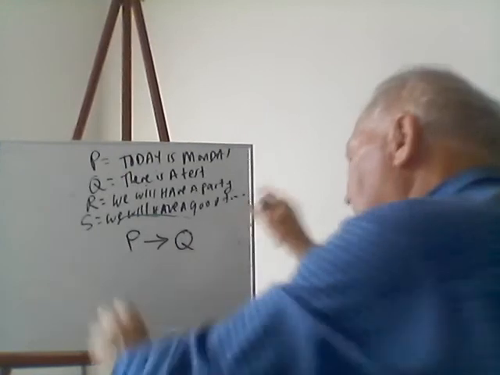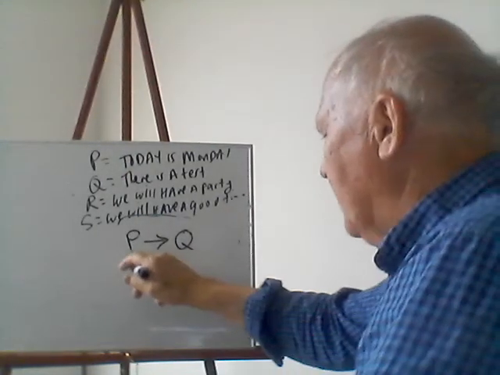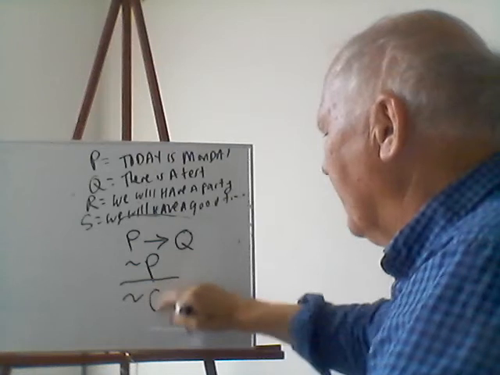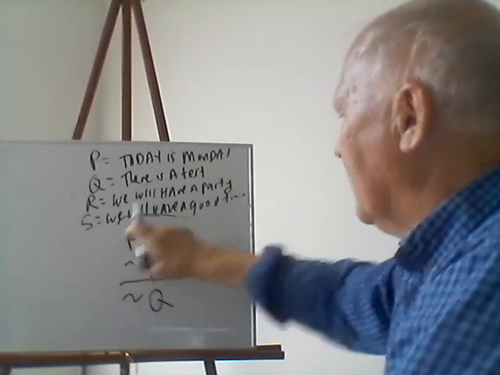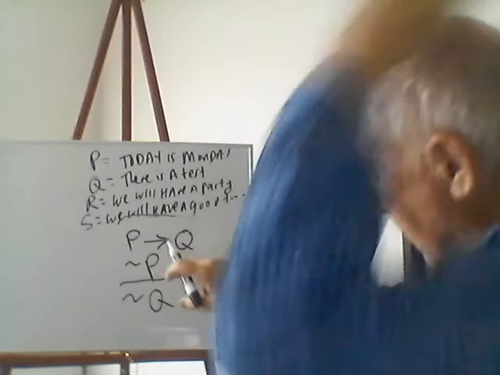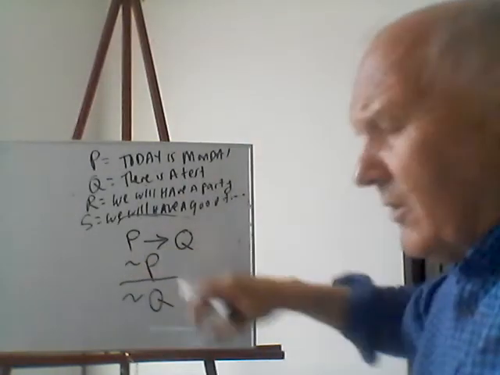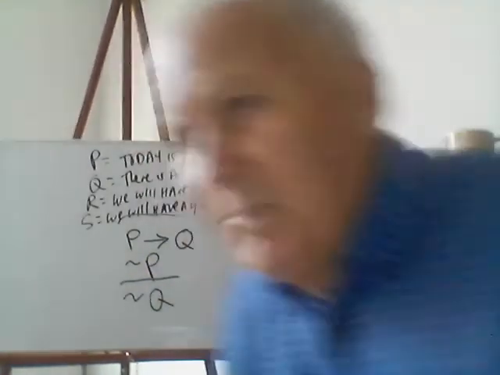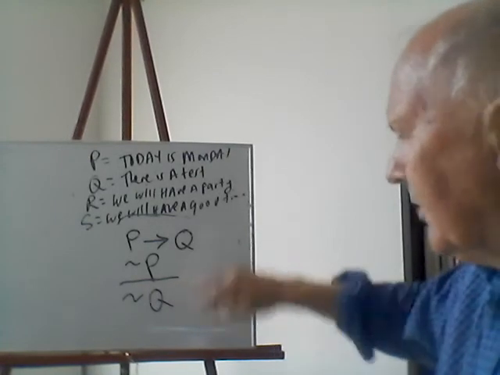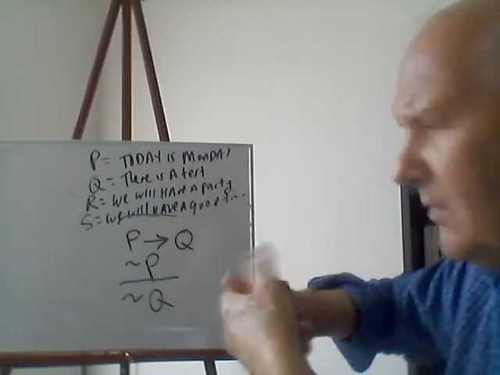Here's another invalid form. If P then Q, not P, therefore not Q. That's no good. If it's a cat, then it's an animal. True. It's not a cat, therefore it's not an animal. That could be a dog, elephant, whatever. So that's an invalid form. So I gave you two invalid and two valid forms.